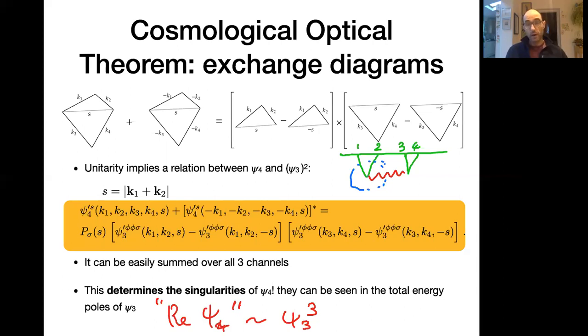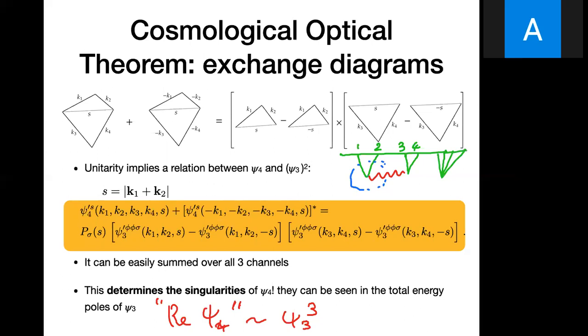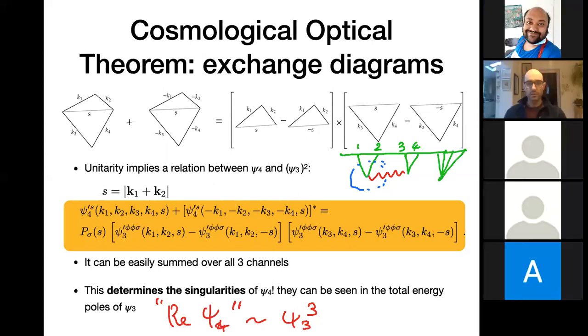So it's extremely powerful. And in fact, it's so powerful that you can use it to bootstrap the four-point function from the three-point function. In some sense, you can even prove formally that this has to be the case, up to terms that are contact terms. So this expression will not fix terms of this four-point function that are of this type. Those vanish by themselves on the left-hand side of this equation.